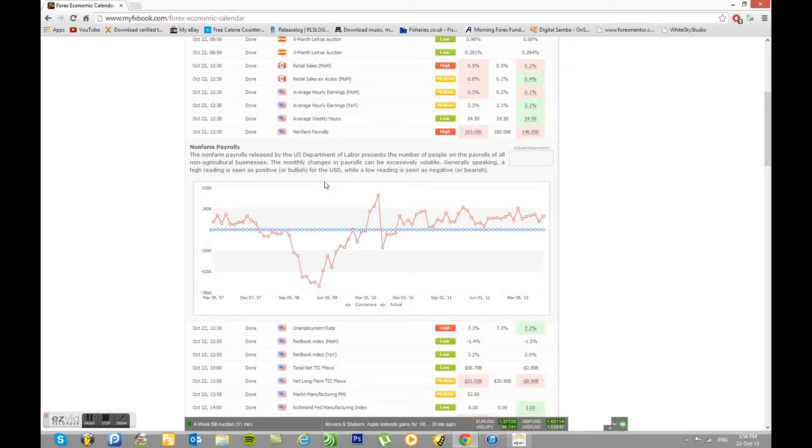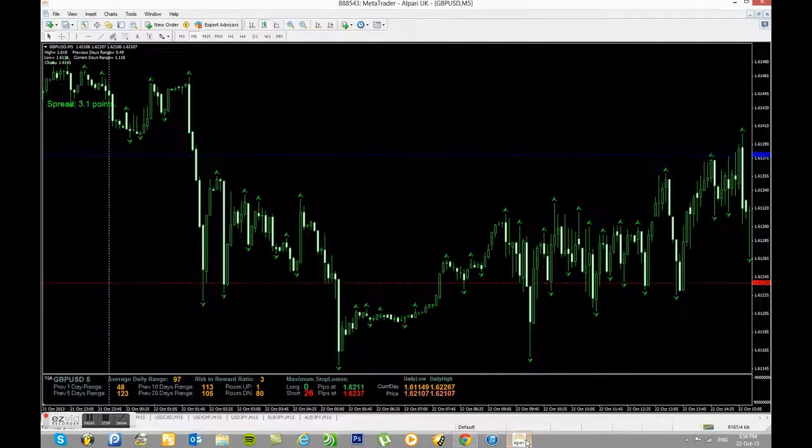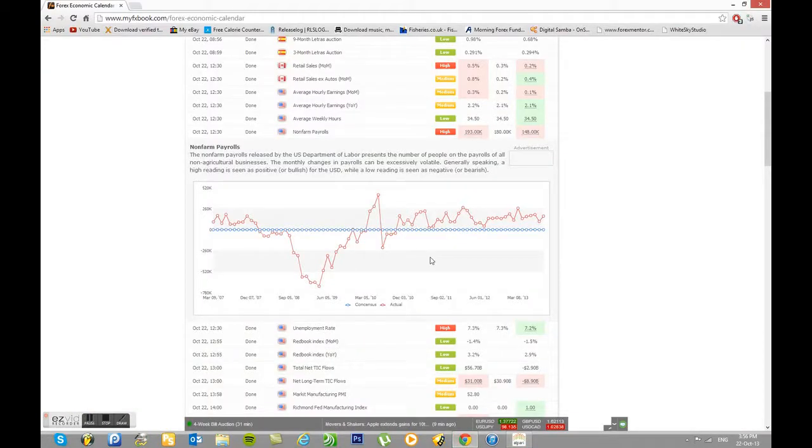So what we'll do, we'll use the pound dollar chart as an example. As you can see, I've got that loaded up ready to show you so we can see exactly what happened. So going back to MyFXBook, last month's figure was 193,000. That's the number of people on the payroll of all non-agricultural business, so 193,000 people. The expected figure for this month, that's October, was 180,000.